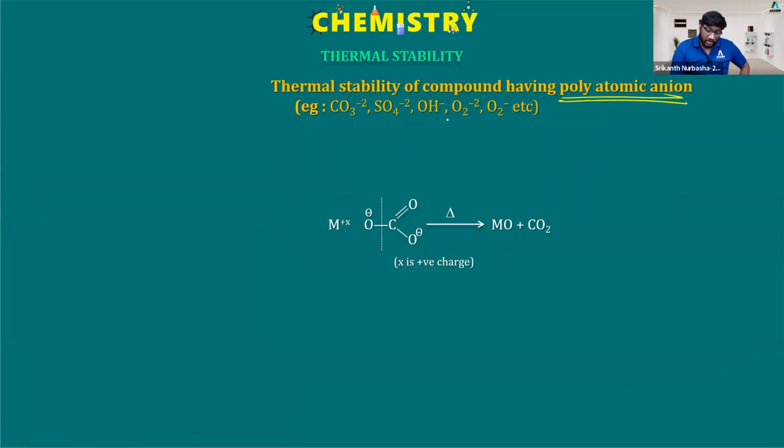Polyatomic anions, like all these are polyatomic. Here OH minus and CO3 minus are in the same group. Understand this carefully. Polyatomic anions, CO3 minus, sulfate, OH minus, O2 minus, all these are polyatomic anions. The thermal stability is inversely proportional to polarizing power. If the polarizing power is greater, thermal stability is lower. If the polarizing power is lesser, thermal stability is more. You can write down that order. Thermal stability is inversely proportional to polarizing power.